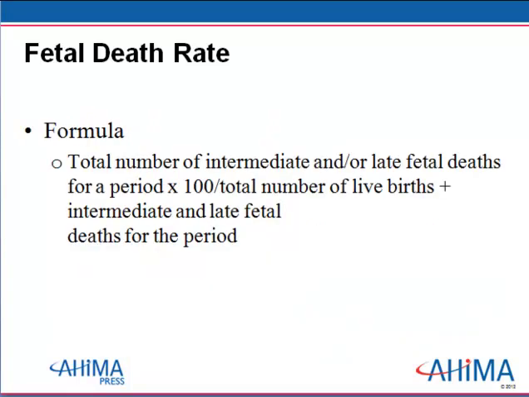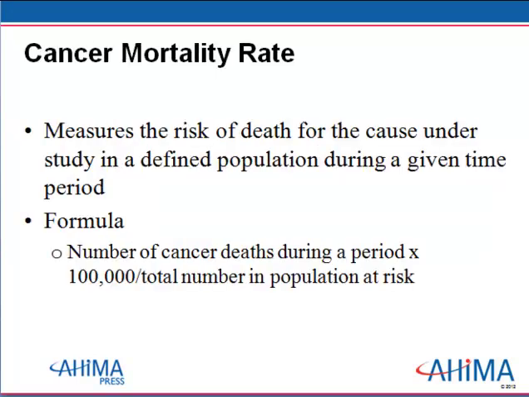The formula for calculating fetal death rate is total number of intermediate and late fetal deaths for a period times 100 divided by total number of live births plus those deaths for the period that we included in our top number. A mortality rate measures the risk of death for the cause under study in a defined population during a given period of time. The formula, an example, number of cancer deaths during a period times 100,000 divided by the total number in the population that is at risk.